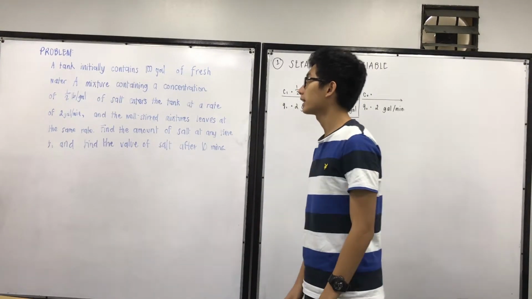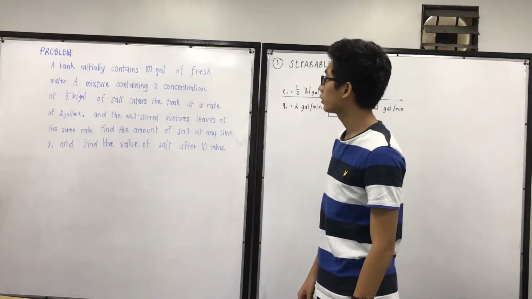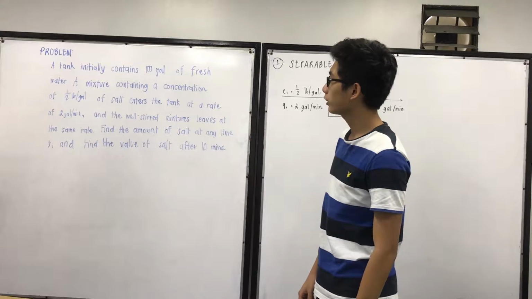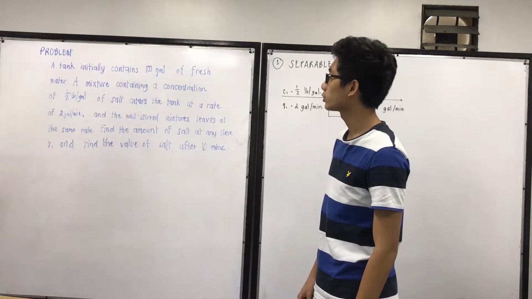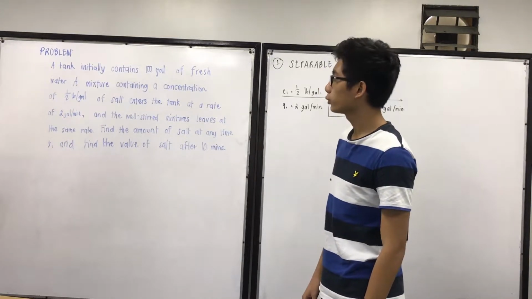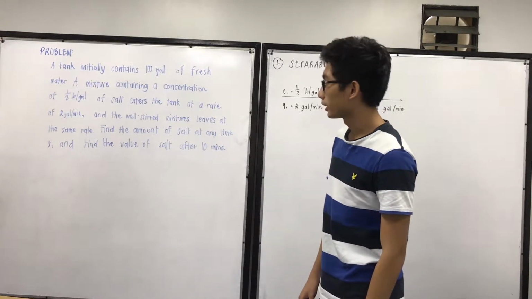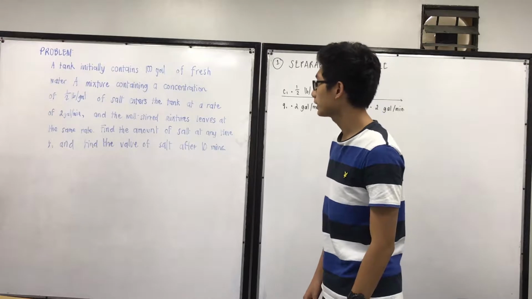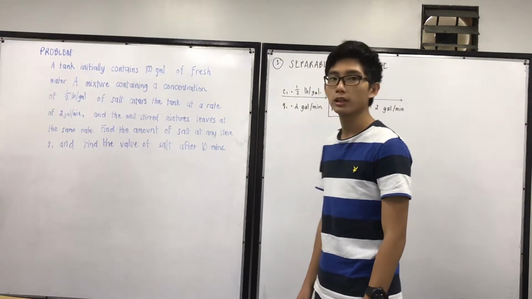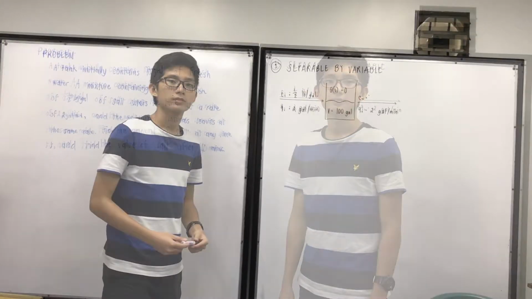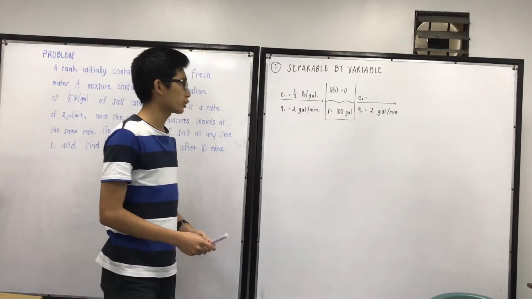Our problem states that a tank initially contains 100 gallons of fresh water. A mixture containing a concentration of 1 pound per gallon of salt enters the tank at a rate of 2 gallons per minute, and the well-stirred mixture leaves at the same rate. Find the amount of salt at any time t, and find the value of the salt after 10 minutes. Given on the board is the illustration of the problem.